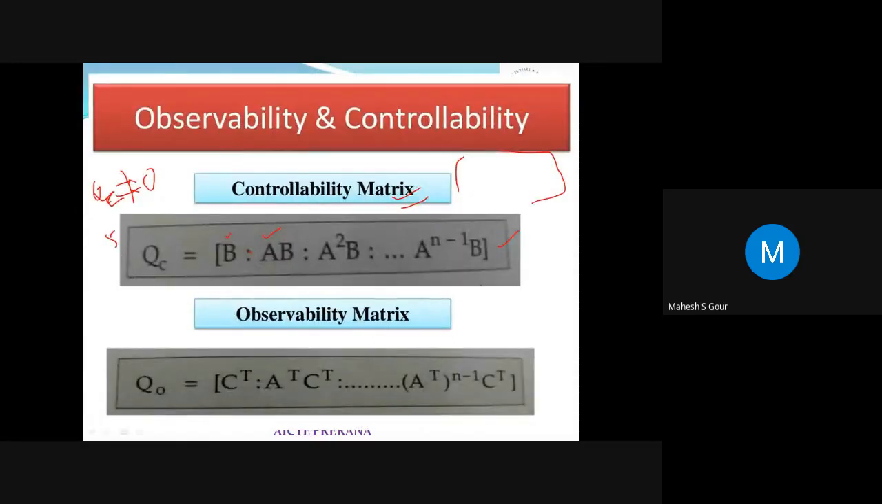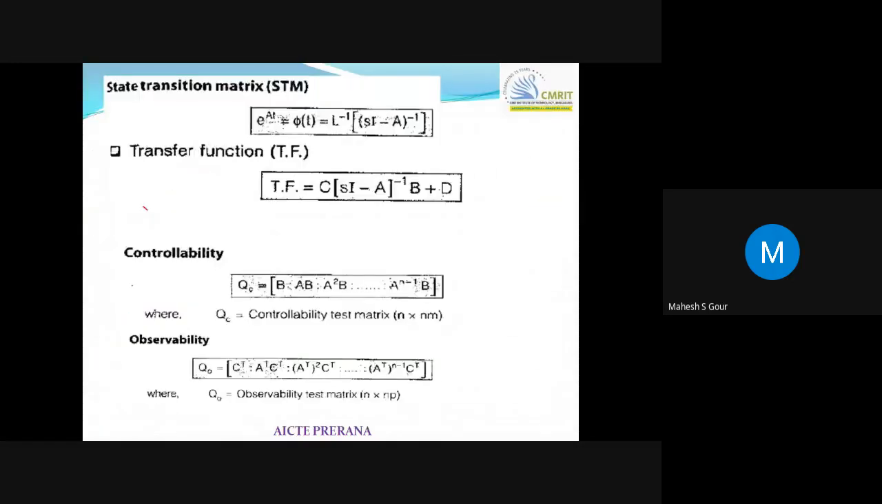This is your 5th formula, and observability is your 6th. So what is CT? CT is the transpose of the matrix. C is one matrix, right? So y is equal to C into x of t plus D into u of t, right? So you need to take C transpose. This is the first column, and A transpose into C transpose is my second column. Totally 6 formulas done. So you can go for the GATE problems.